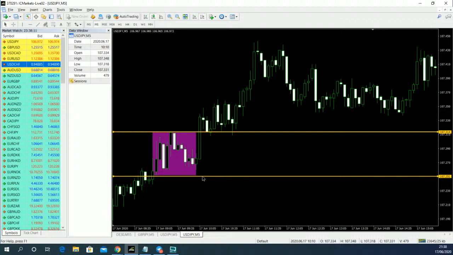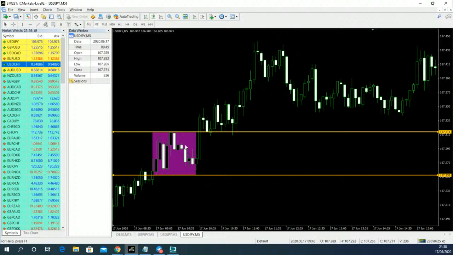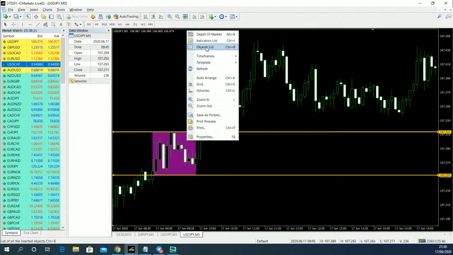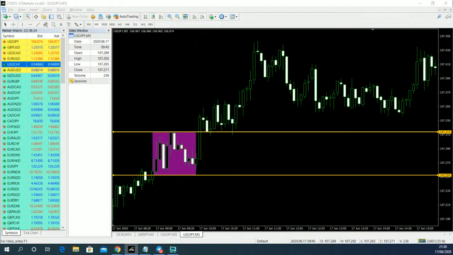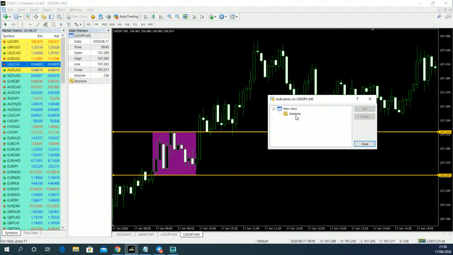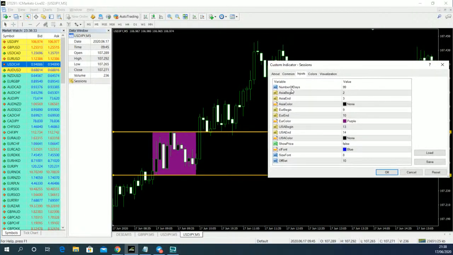Our job is just to put a line at the top of that box and at the bottom of that box. Let me quickly show you that box for the benefit of newcomers today. That indicator is called sessions, and it has 3 sessions you can set: the Asian session, the Europe session, and the America session, that is the US session. Any session you don't want to see, you put its color to none.